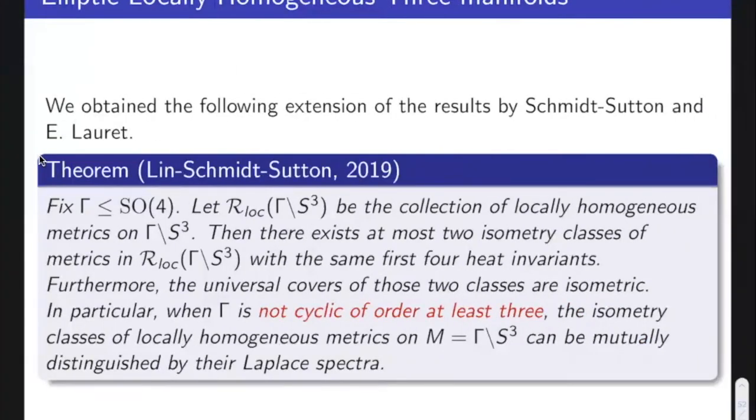All right. So we also obtained the following extension of this result on SU2, right? So now fix a subgroup of SO4. Now consider a collection of locally homogeneous metrics on the quotient. There exist at most two isometry classes of metric with the same first four heat invariants. Furthermore, you can show that if gamma is not cyclic of order at least 3, then isometry classes of locally homogeneous metrics on M can be mutually distinguished by the Laplace spectra. So before we considered all left invariant metrics on SU2, now you can look at all locally homogeneous metrics on S3 quotient by a group.